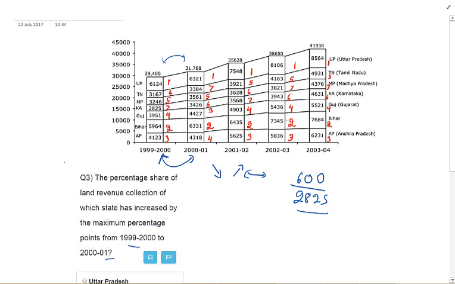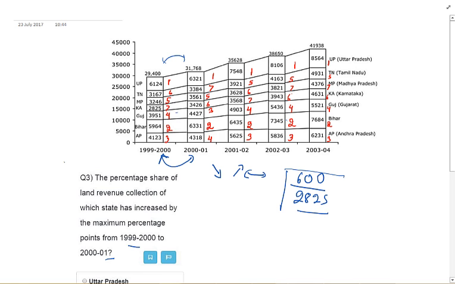Gujarat is 500 increase on a base of almost 4,000. So this will be close to 12%, not even close. Bihar is 500 on a base of 6,000 roughly, or 1 by 12, very, very low. And this number is 200 on a base of 4,000, so still very low.